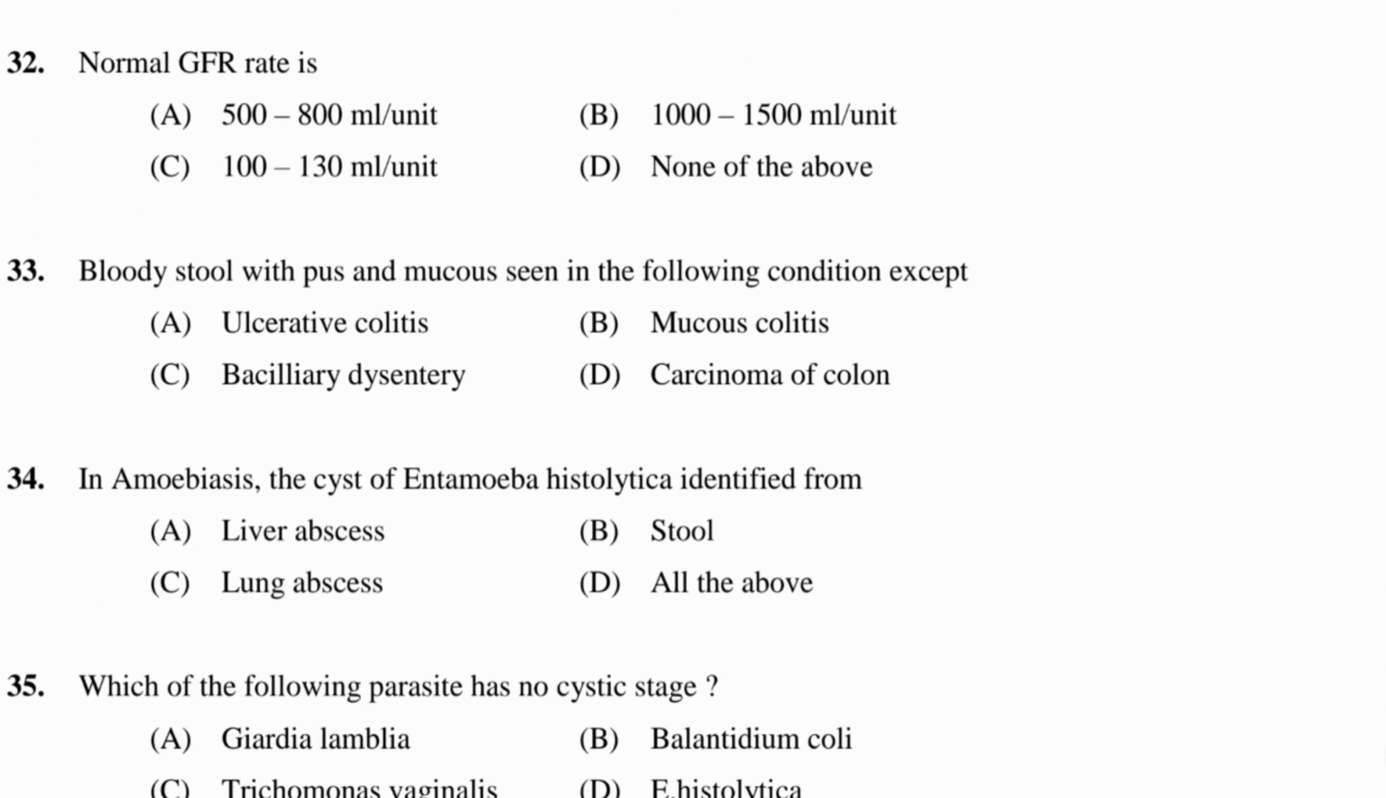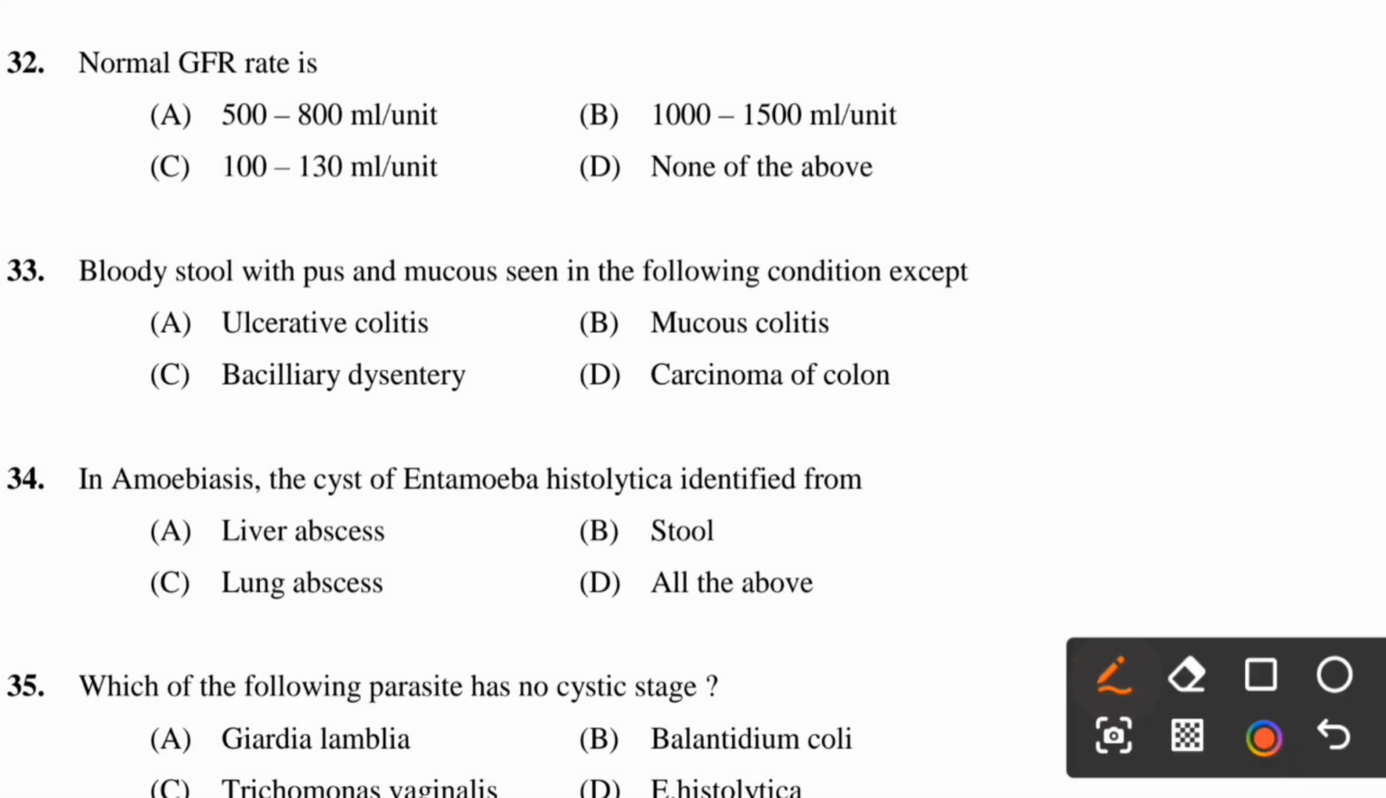Next question, normal GFR rate is: 500 to 800 ml per unit, 1000 to 1500 ml per unit, 100 to 130 ml per unit, none of the above. The right answer is 100 to 130 ml per unit. Next one, bloody stool with pus and mucus seen in following condition except: ulcerative colitis, mucus colitis, bacillary dysentery, carcinoma of colon. The right answer is mucus colitis.